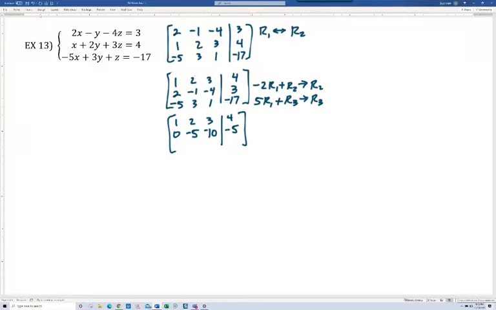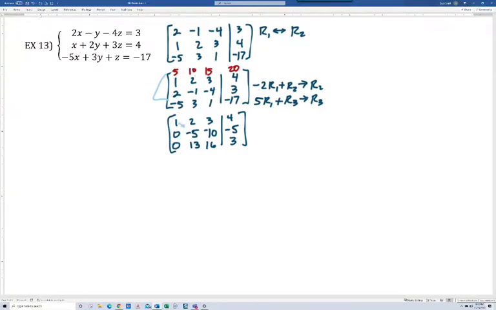And so 5 times 1, we're going to get 5, 10, 15, and 20 here. And so now we can add these together. 5 and -5 will get 0. 10 and 3 is 13. 15 and 1 is 16. And 20 and a -17 give you 3. And so notice we've taken care of the first column.